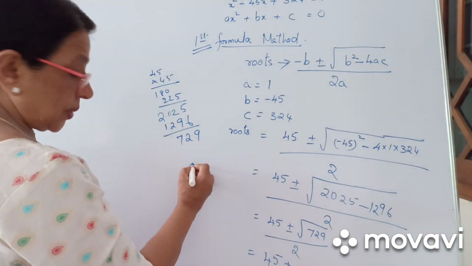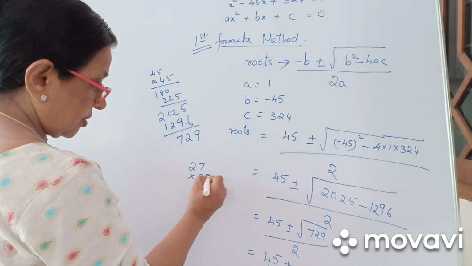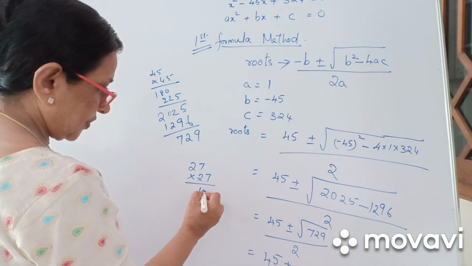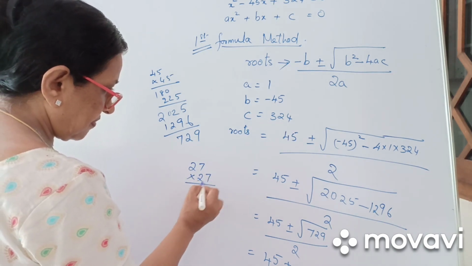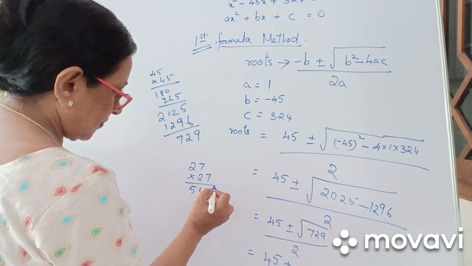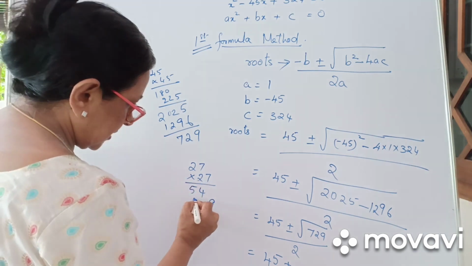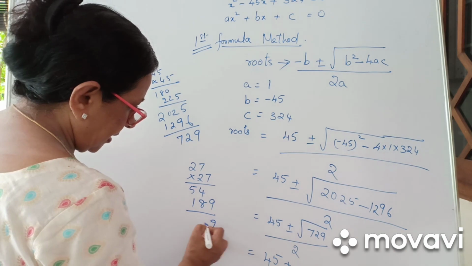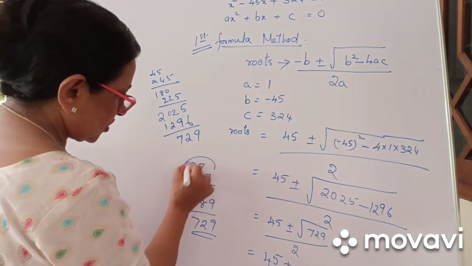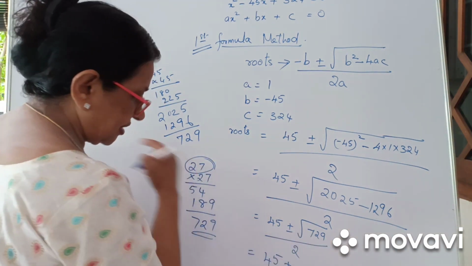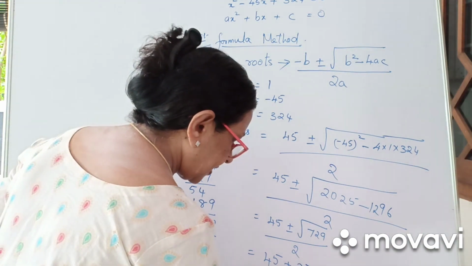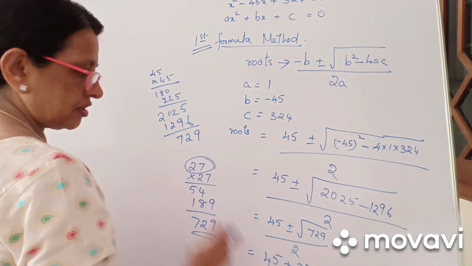what is the square root of 729? Let's see whether it is 27. Look, 27 into 27: 7 2s are 14, 2 2s are 4, 5; 7 7s are 49, 7 2s are 14, 15, 16, 17, 18, 729. So what is the square root of 729? It is 27 by 2. This much you got?